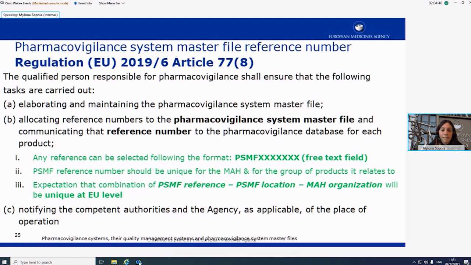What is required is that in front of the reference you put the PSMF prefix. So when we see this number, we can identify that this is the PSMF reference number. The other thing you should be careful about, especially if you are keeping more than one system, is that this PSMF reference is unique for the MAH and for the group of products it relates to, the group of products that are covered by this PSMF. And we do expect also that the PSMF reference, the location of the PSMF, and the MAH organization will be unique for each system at EU level.